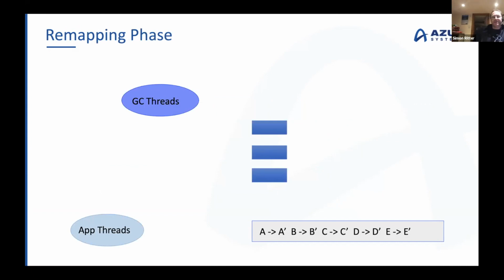Having done all of that, we then need to do the remapping, which is where we need to update the object headers to say this is the new reference for where the object is going to be, and making sure that obviously when the application wants to use it, it gets the right place to update the data. So again, what our garbage collection threads are going to do here is to work their way through the table and say, okay, A has been moved to A prime.